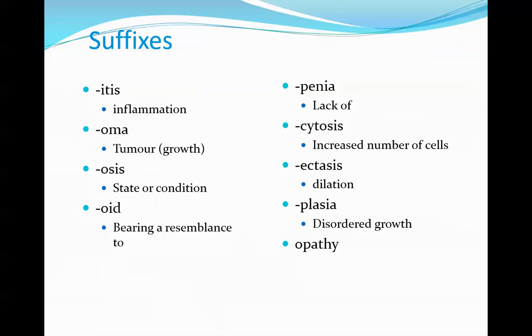So if you add neo with plasia, it becomes neoplasia, disordered growth. Opathy means abnormal state, lacking a specific characteristic. Nephropathy: the characteristic of the kidney is to produce urine, but in the disease process the kidney is not producing that much urine, right? So neuropathy, disease of the nerves.